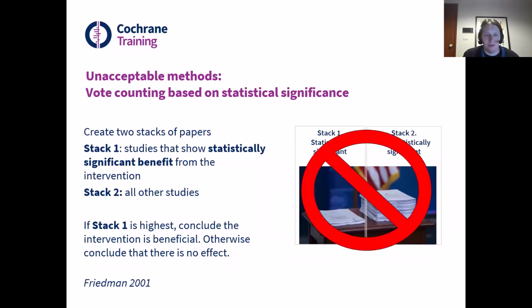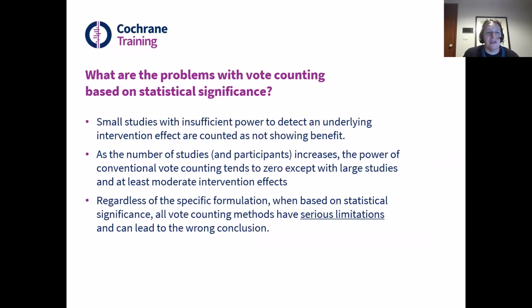So what is the issue with doing that? Well, we don't recommend using that method. The reason is that small studies often have insufficient power to even detect small effects, and so they're always counted as not showing benefit. As the number of studies and participants increases, the power of this kind of conventional vote counting method tends to zero. So you will never be able to find evidence of an effect, even when one does exist.